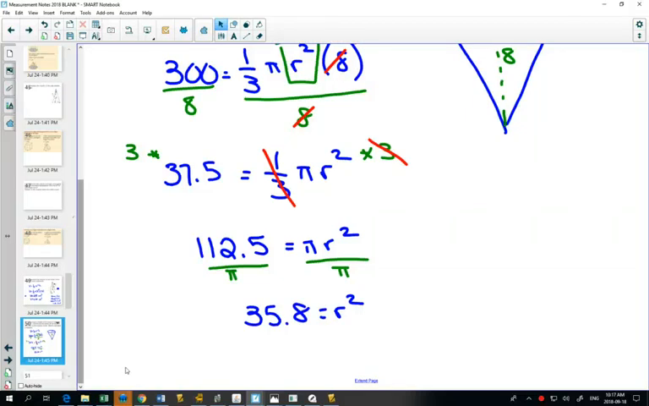How do we get rid of something squared? Square root. Take the square root. Now, something that's going to come up over and over again in your math is there's a rule when you take the square root of both sides.